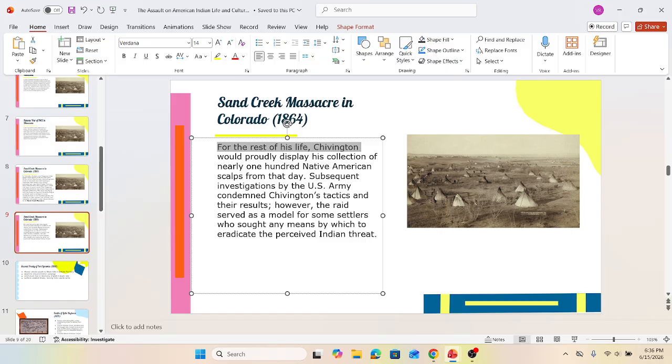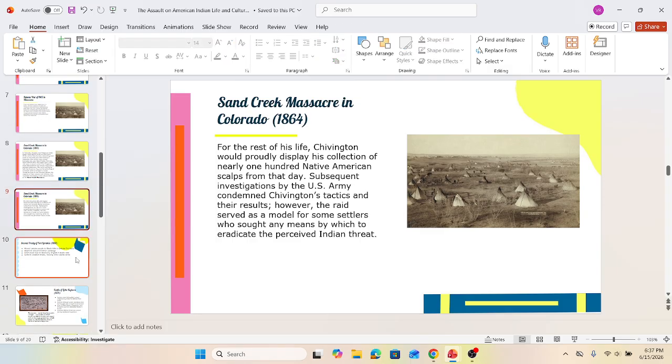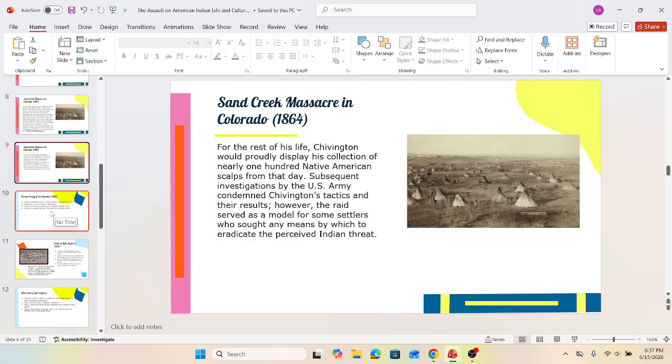And for the rest of his life, that colonel displayed his collection of Native American scalps from that day without really any repercussions. The U.S. Army condemned his tactics and the results, but the raid ultimately served as a model for some settlers who would do anything to get rid of the quote-unquote Indian threat. So, very little consequences for this massacre, and that lack of consequences, right, only encouraged people who are of like mind to do similar things.